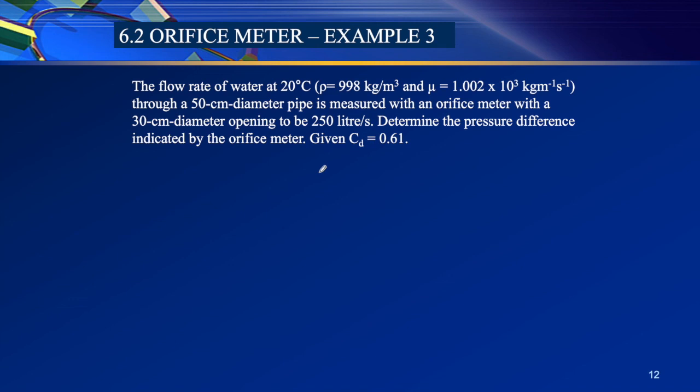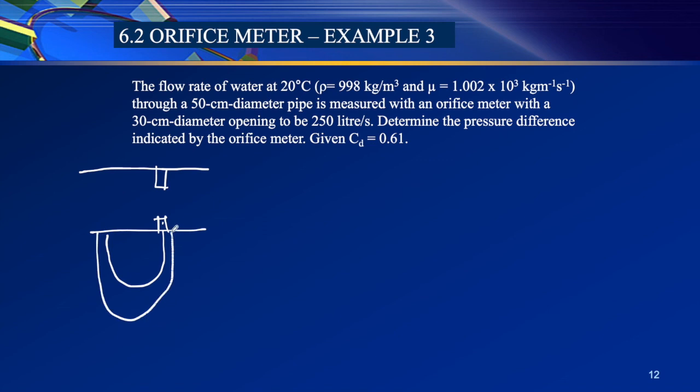Given the CD is 0.61. So now we have a pipe and then an orifice. We tap the pressure here. So this is water, this is pressure 1, 0.1 and 0.2. So determine the pressure difference P1 minus P2.